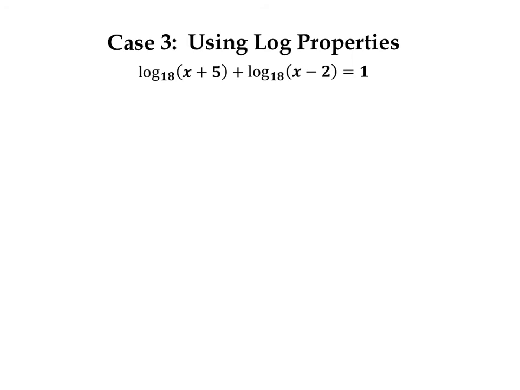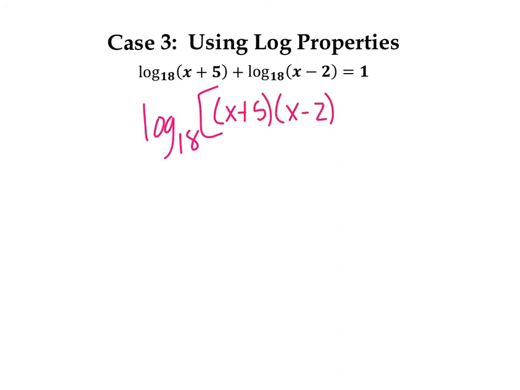Here we have the product rule because we're adding two logs that have the same base. So we're going to multiply these two together. Now, when you're multiplying them, you're going to have log base 18 of x plus 5 times x minus 2.